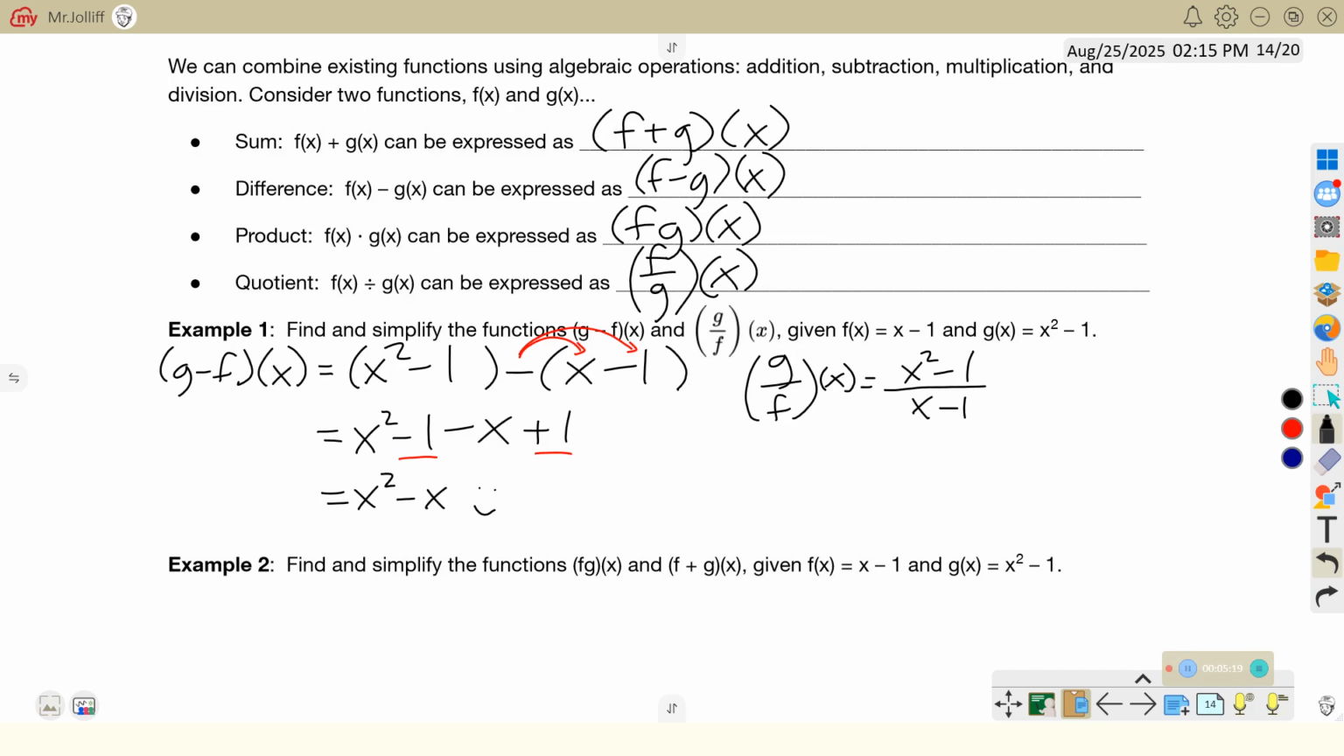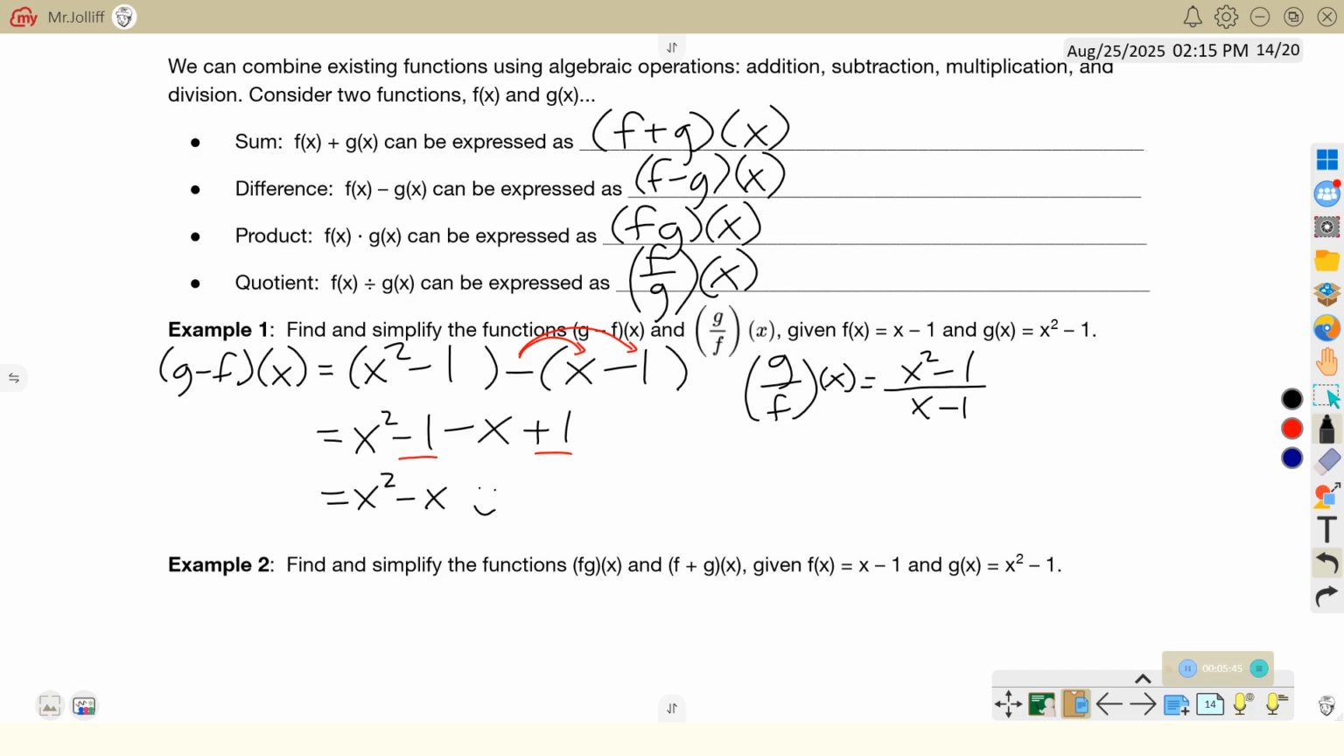So tempting. -1 on top, -1 on bottom to cancel. I am not allowed to cancel things when they are being added or subtracted. Those are terms. I cannot cancel terms. I can only cancel stuff that's being multiplied. I can only cancel factors, meaning I have to factor the top before I could cancel stuff. Everybody's favorite math F word, factor.